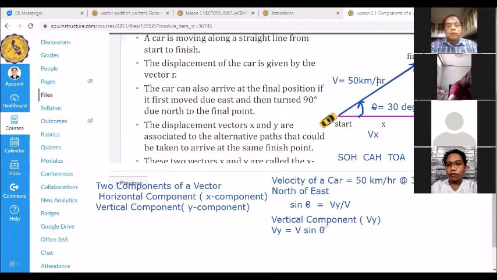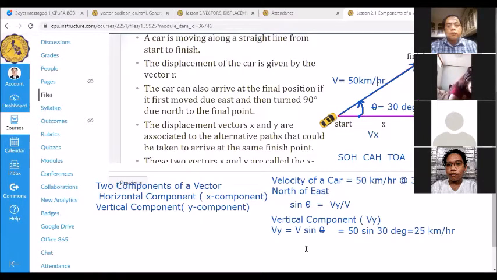And if you are to get that value, how much is that value eventually? So that value will be 50 kilometers per hour times sine of 30 degrees. Okay, can somebody calculate the value of Vy, please? 25, sir. That's 25, and that's in kilometers per hour. So the vertical component is this value. So this end will be equivalent to 25.